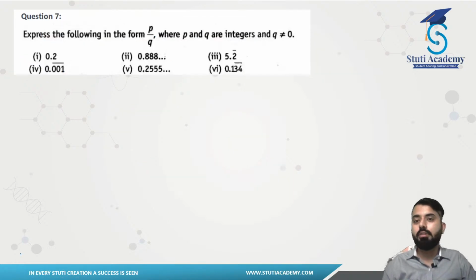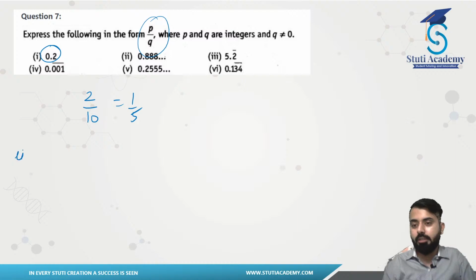And so we have to represent these in the form of p by q. These are easy, you can easily attempt them. I have 6 here, right? So I will be doing any 3. For the first one, 0.2, this will be 2 by 10, or you can say 1 by 5. That was terminating. Now for the second part, we have 0.888 dot dot dot.